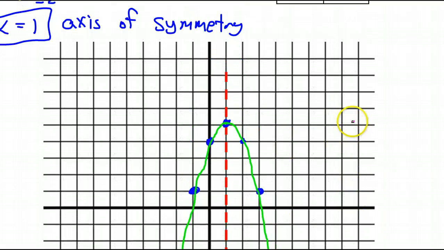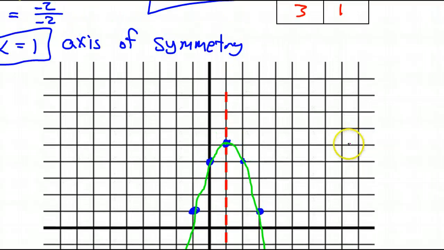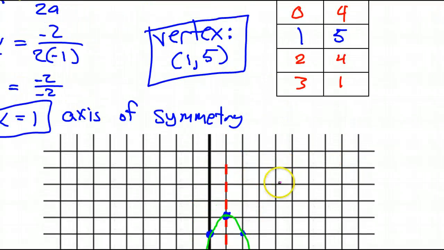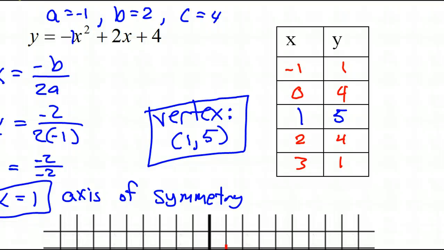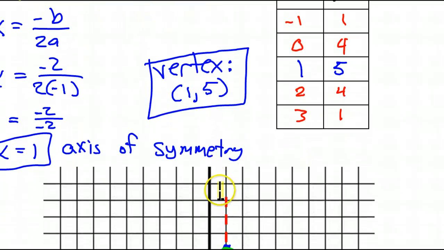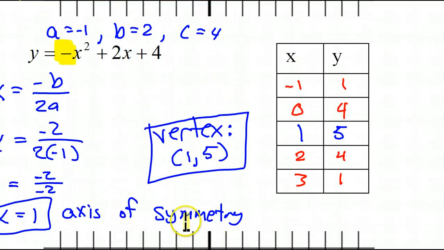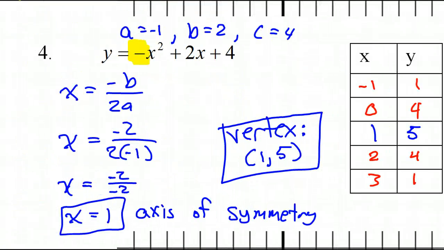Let's go ahead and sketch it. Okay, now, how could I have known that this was a downward facing parabola? Just by looking at the equation. Is there something about the equation that tells us ahead of time that this is going to be an upside down parabola? Yeah, this leading coefficient that is negative. If that leading coefficient is negative, it's going to be downward facing. All right, so that was number 4.